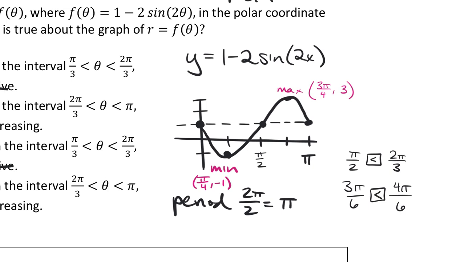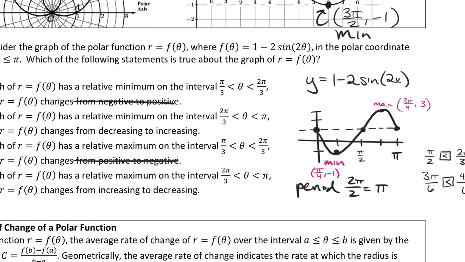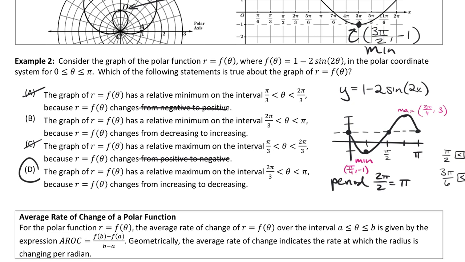4 pi over 6, which means that this value is somewhere here. So if we go from somewhere here to pi, is that a maximum or a minimum? Maximum. So we can answer this question as D, that has to be a maximum because we're looking at the end of the graph. So yes, you do need to sometimes compare the fractions together, give them a common denominator so you can actually tell which one's bigger or smaller, so you know where that point is on your number line.